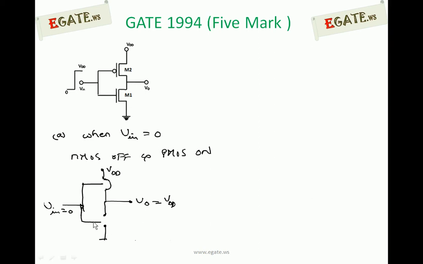NMOS acts as off, that is nothing but an open circuit. PMOS acts as on, that is nothing but a short circuit. So now the output node V0 is connected towards VDD through PMOS. So output is VDD when input is 0.